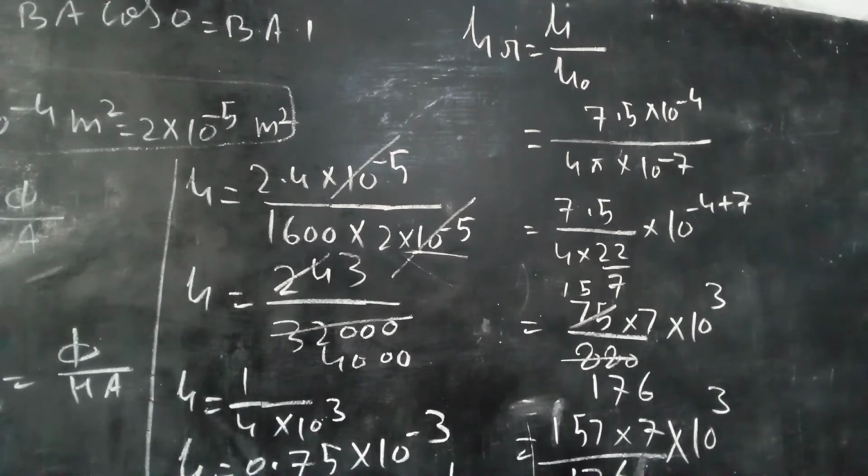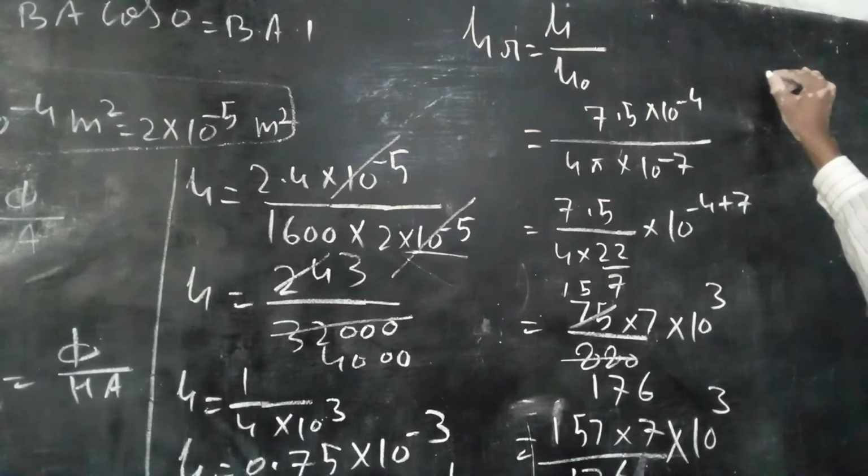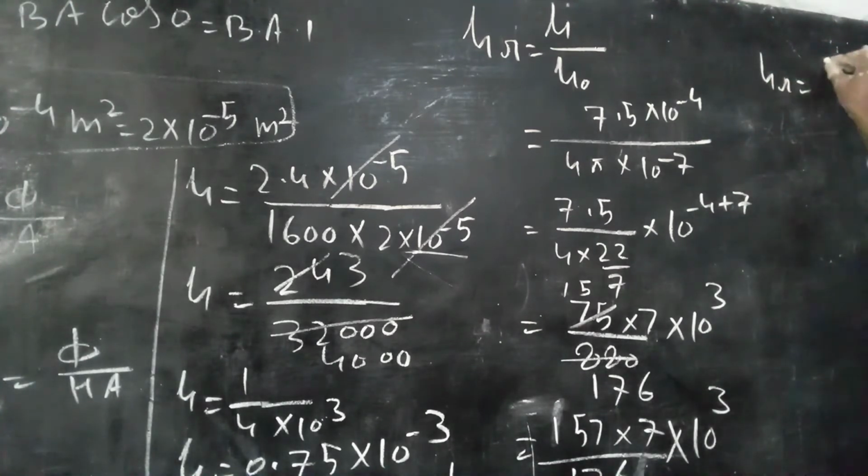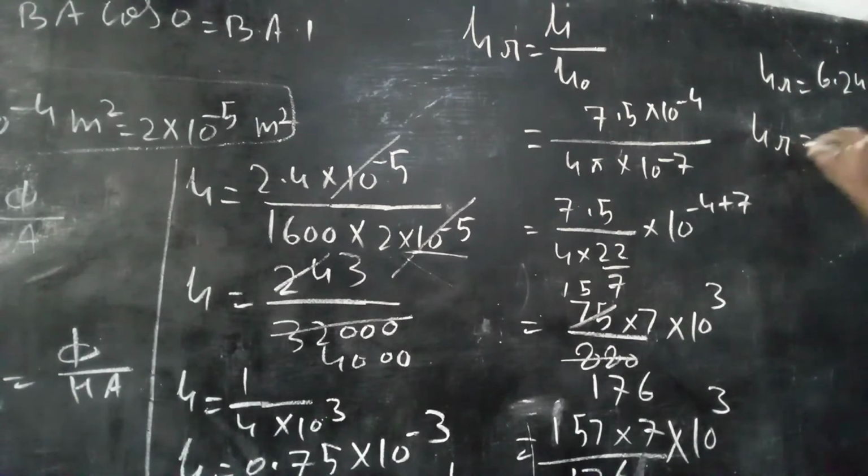6.244. When you multiply and divide, then you get 6.244 into 10 raised to power 3 into 10 raised to power 3. So mu r is equal to 6.244. Multiply this by 1000, then your decimal shifts 3-digit values.